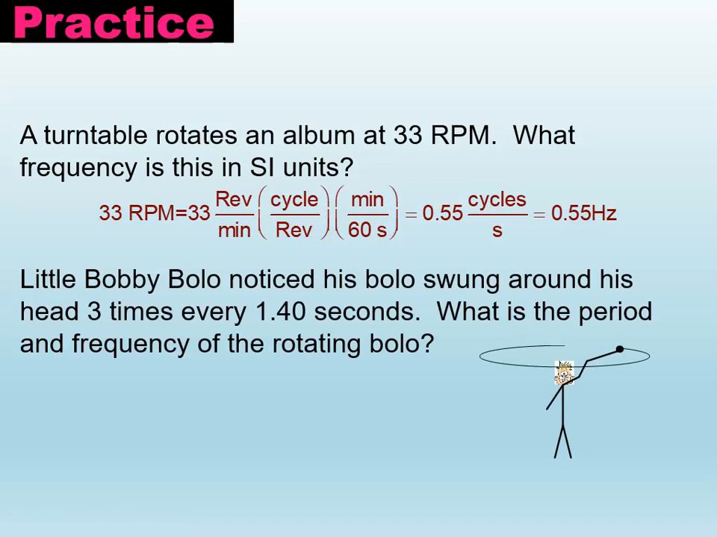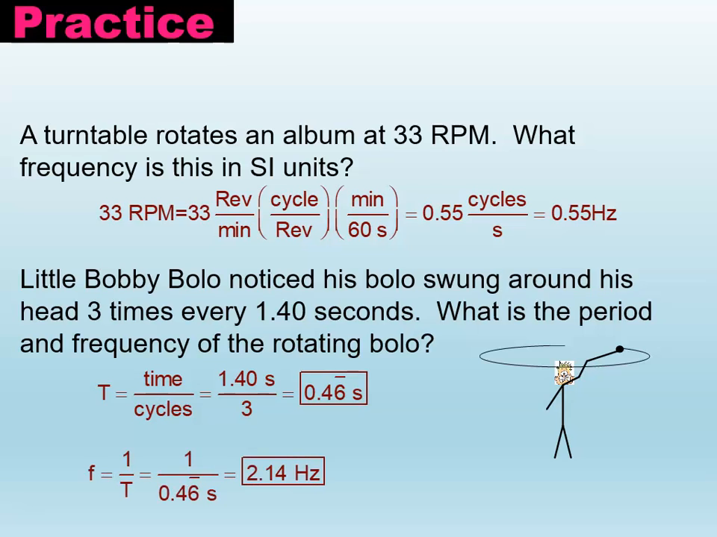Next, little Bobby Bolo is swinging a bolo around 3 times every 1.4 seconds. So what's the period and frequency of the rotating bolo? Well, the period is time divided by number of cycles, so 1.4 seconds divided by 3. That would be about 0.467 seconds for the period. And the frequency is the inverse of that. So 1 over 0.4666666, etc., since we don't round until the end when we do calculations. And that ends up rounding to 2.14 hertz.